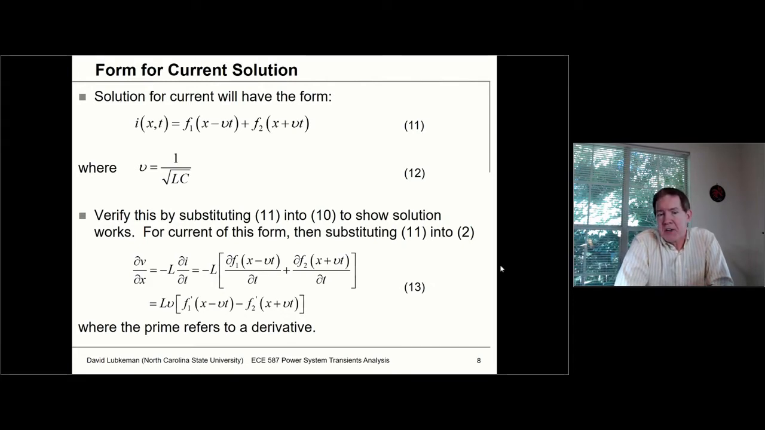And if I substitute that 11 into equation 10, what I'm going to see is that this partial of v with respect to x is eventually going to be equal to minus L times the partial of f1 with respect to time plus the partial of f2 with respect to time, which is going to be equal to L times the velocity term times, in brackets, the derivative of f1 minus the derivative of f2. And this little prime sign in this particular case refers to taking a derivative.